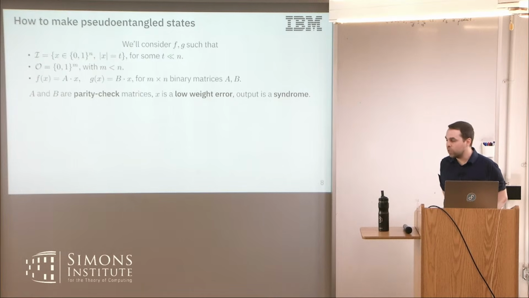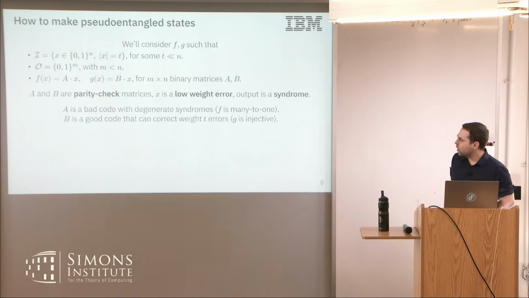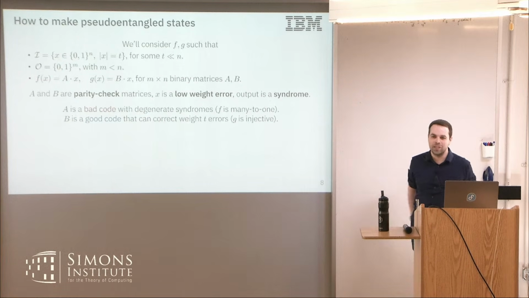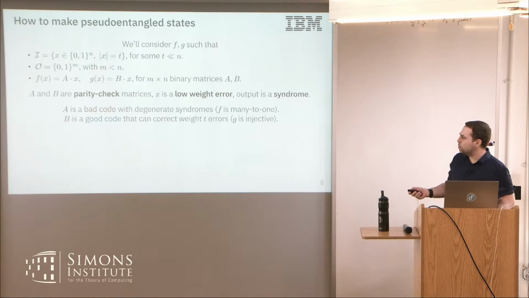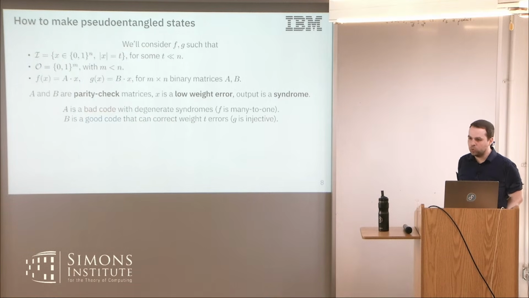So here's the intuition. You should think of A and B as parity check matrices of a classical linear code. You should think of X, the input, as a low-weight error. And you should think of the output of the functions as the syndrome that you get from applying the parity check matrix to the error. And what I will require is that the A code is what I'll call a bad code, meaning that it has a lot of degenerate syndromes. So for every syndrome that you get, there can be many possible weight t errors that correspond to that syndrome. So in particular, you can't really decode with this code. But on the other hand, the B code is a good code in that it can correct all weight t errors. And so this means that for the B case, the function is injective. For each weight t error, you will have a unique syndrome.